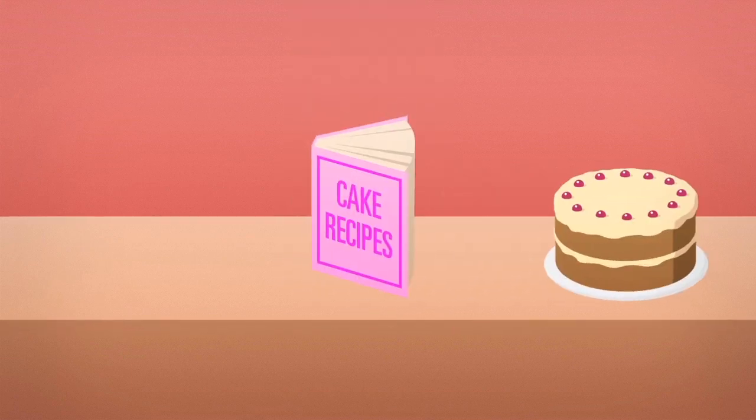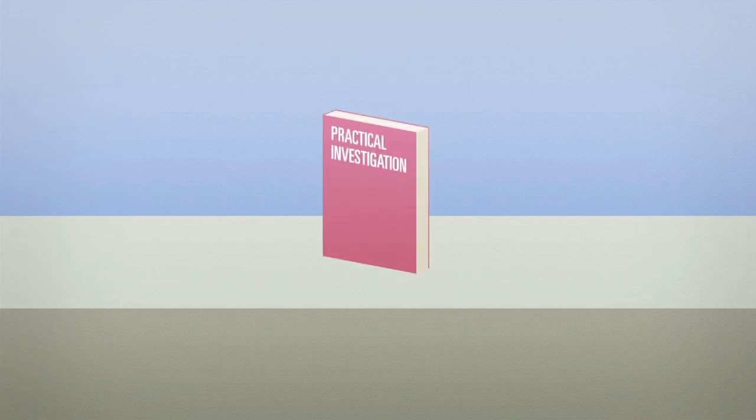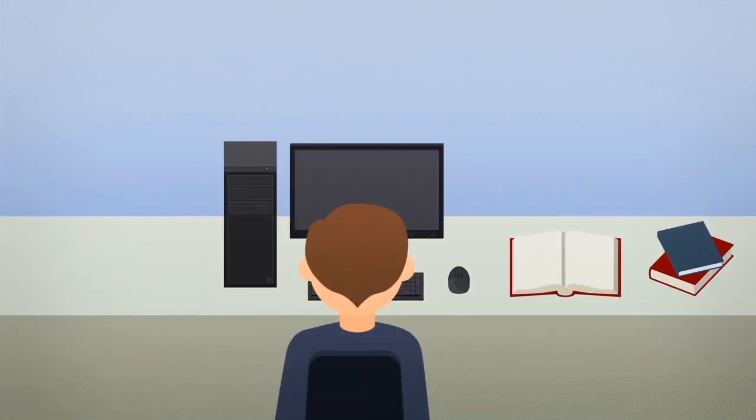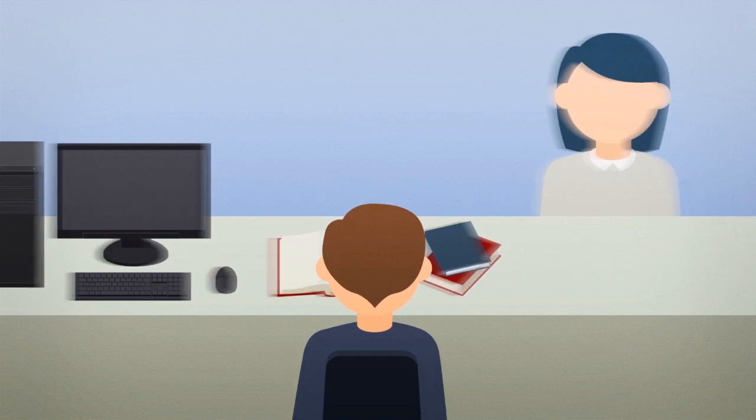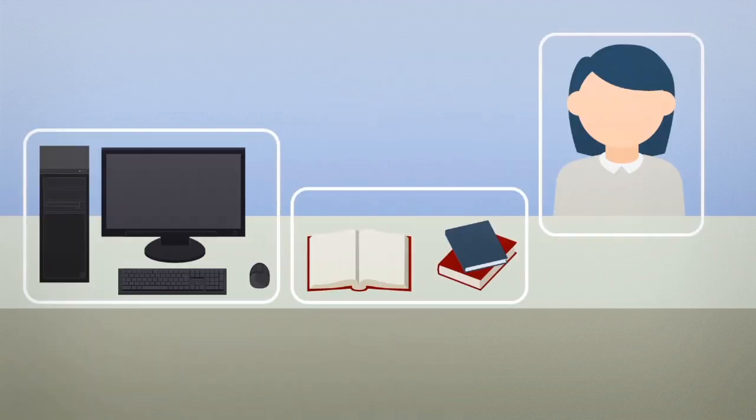Getting started. If you wanted to bake a cake, you'd need to find a recipe and then assemble the ingredients. Starting the practical investigation is rather like this. You can use the internet, books, and even people as sources of information. Let's look at each of these in turn.